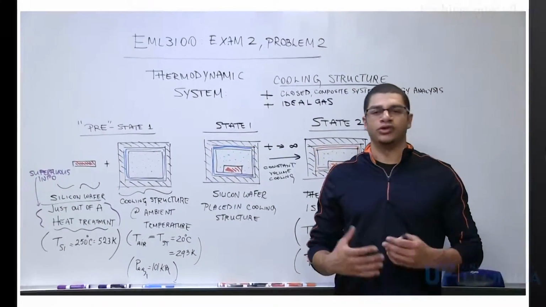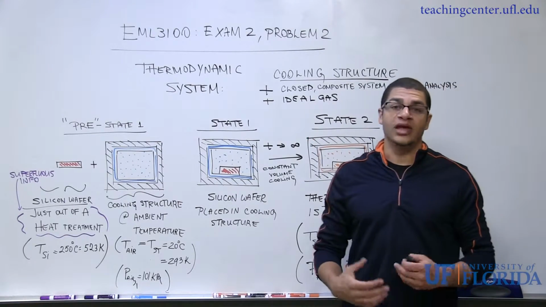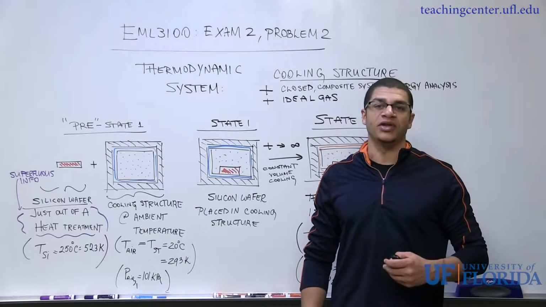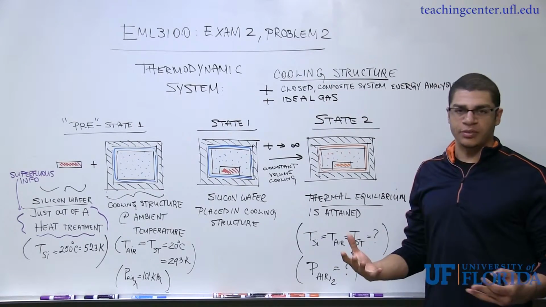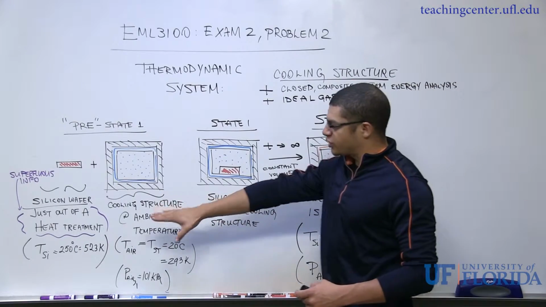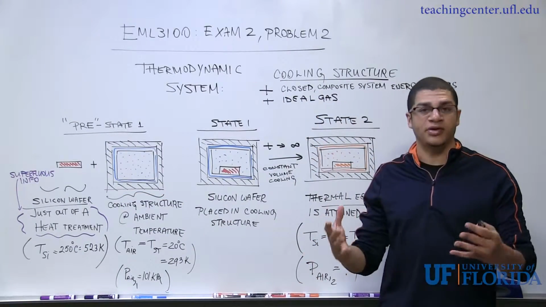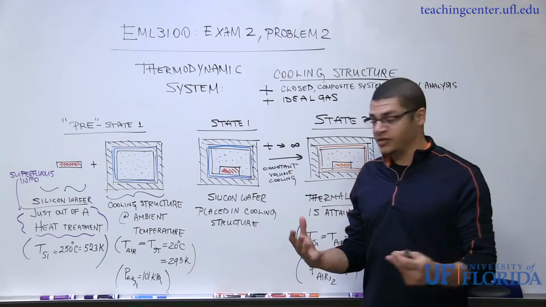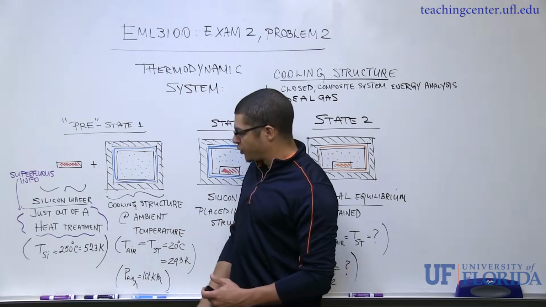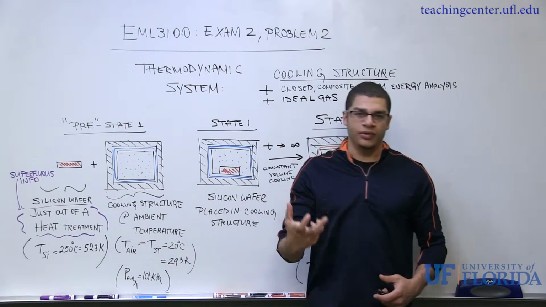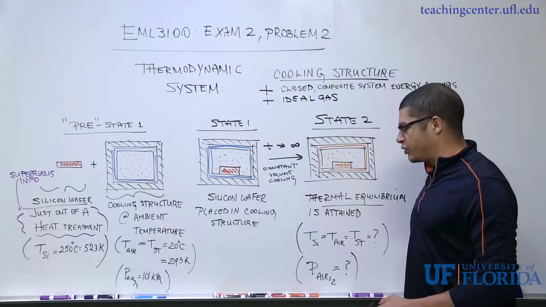Going to be going over a solution procedure for the second problem on exam 2 for EML 3100 for the spring 2016 semester. Initially, we're given a problem statement that we have a silicon wafer that is just out of a heat treatment process. It doesn't really specify what the process is, but it says that this silicon wafer, indicated here in red, starts out at 250 degrees centigrade, and I've gone ahead and converted that to Kelvin, 523 Kelvin.